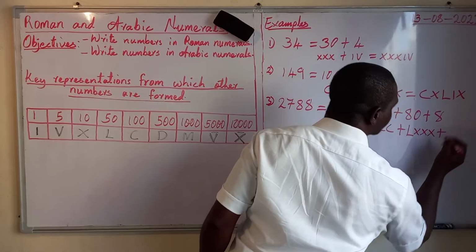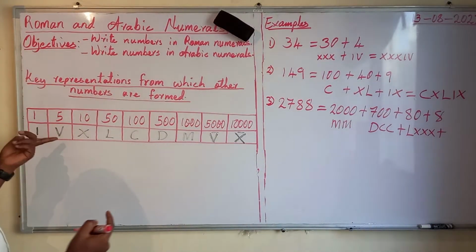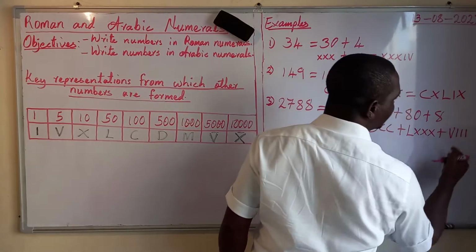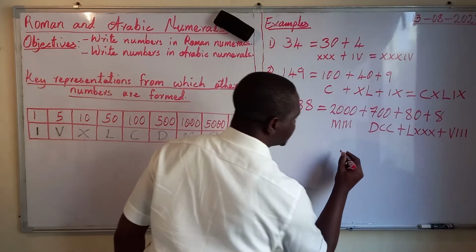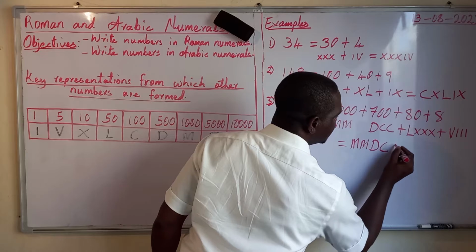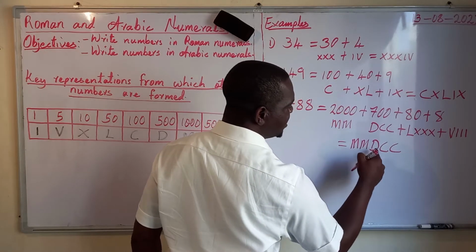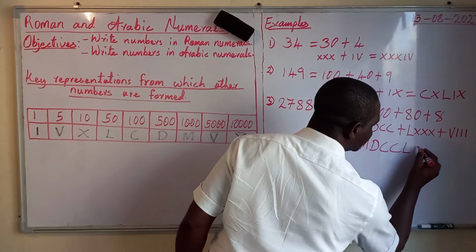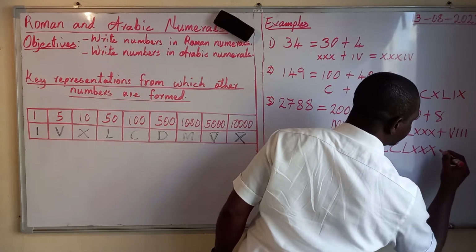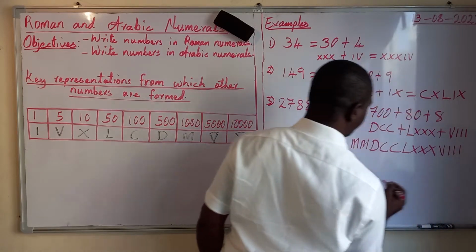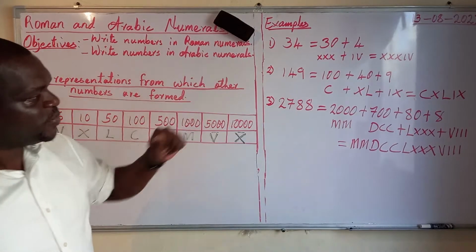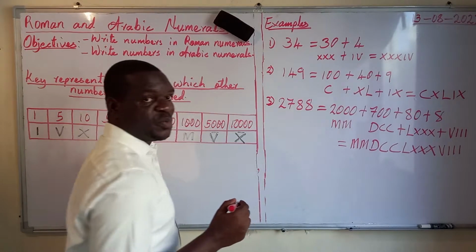So LXXX plus 8. How do we write 8? We have 5 and 3 ones. 5 and 111, or VIII. So our answer will be equal to MMDCCLXXXVIII. This is what we have as far as that is concerned. Let's look at the next example. Example 4.